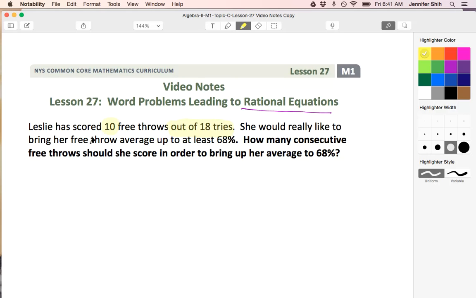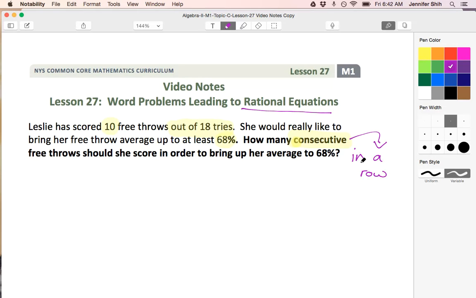She would really like to bring her free throw average up to at least 68%. How many consecutive, so I'm highlighting this word because it's new, free throws should she score in order to bring up her average to 68%? So consecutive, you would highlight it because you kind of know what it means in context, but then you look it up or you ask somebody, what does consecutive mean in this context? And then they would say in a row. So she wants to find a certain number of free throws that she could shoot in a row to bring up her average.